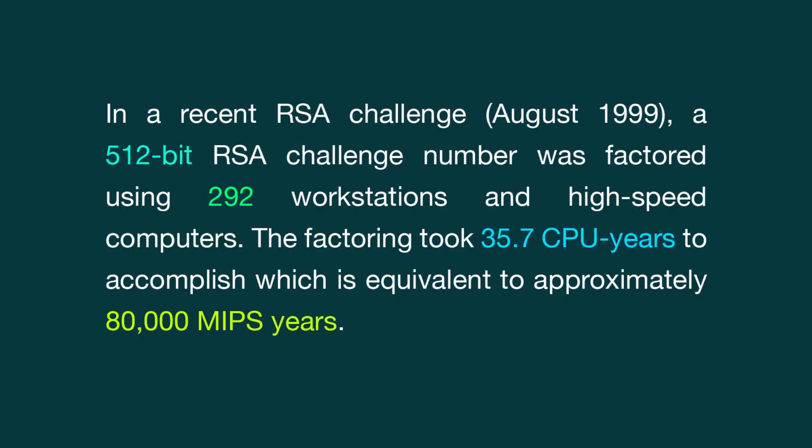The strength of RSA comes from the fact that factoring large numbers is difficult. The best non-factoring methods are still very slow. For example, in a recent RSA challenge in August 1999, a 512-bit RSA challenge number was factorized using 292 workstations and high-speed computers. The factoring took 35.7 CPU years to accomplish, which is equivalent to approximately 80,000 MIPS years.